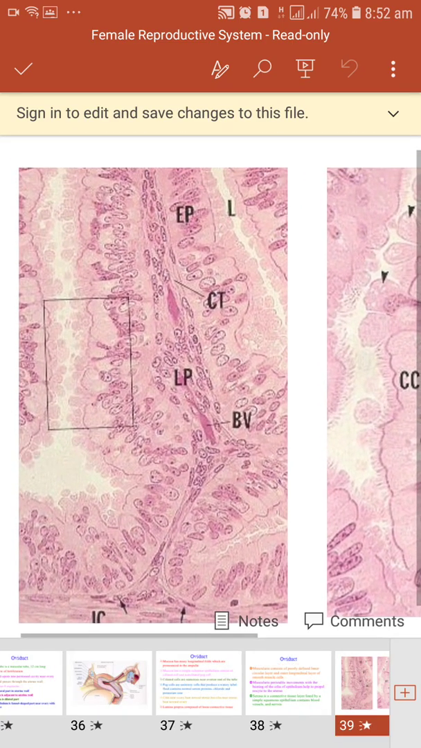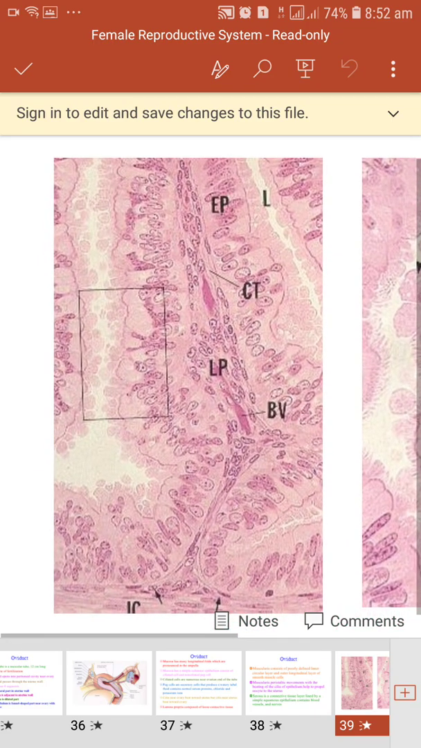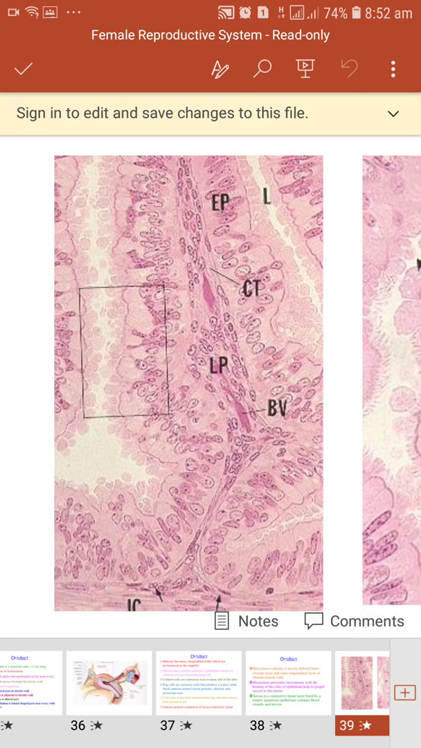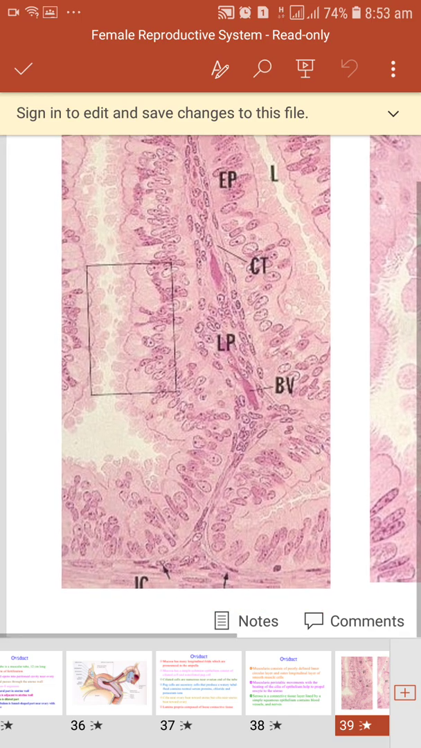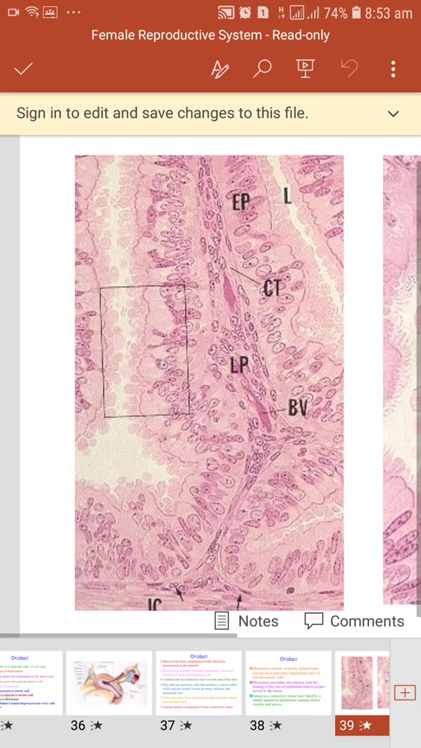This is the histological diagram of the oviduct. In this diagram with the EP, you can see the epithelium. This is a simple ciliated columnar epithelium. Some cells with the cilia and some with no cilia, and you can appreciate the Peg cells. Then we have the lamina propria. Here you can see the connective tissue fibers and the blood vessels.